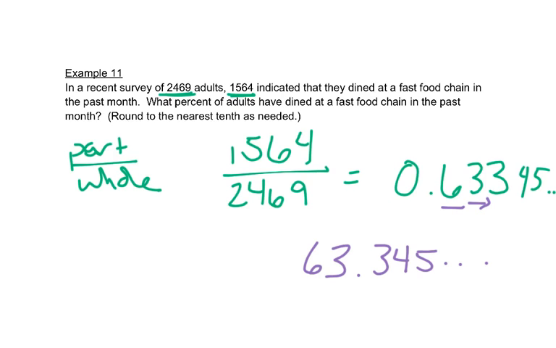And then it says round to the nearest tenth. So the tenth spot's here. This number tells us to keep this one. We don't want everything after it. So we have 63.3%.